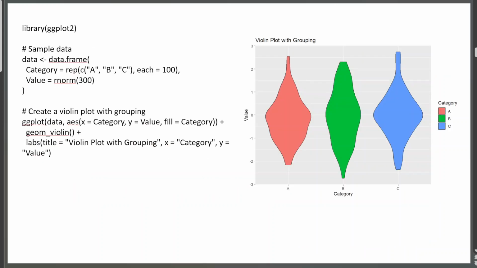Then next one is violin plot charts. This plot will be helpful if you want to represent the distribution, like how much it is varying from the mean value, and how the distribution is. Then we can use this violin plot.